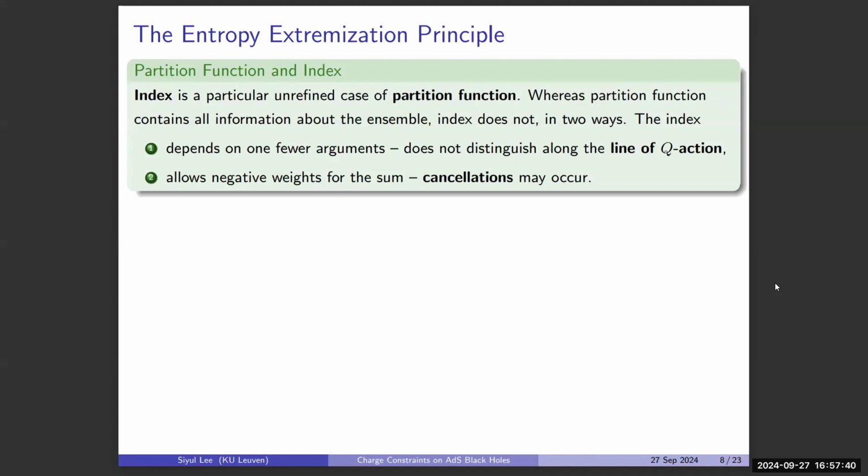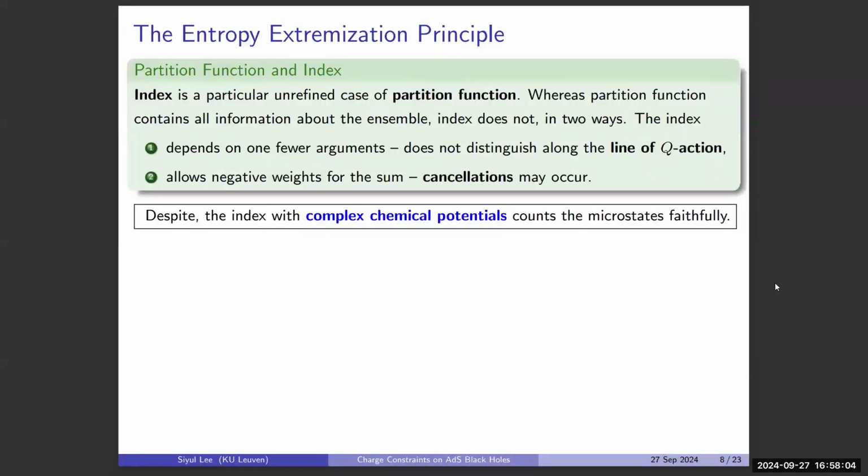Now, this point 1 might not be a problem in counting the BPS states. We don't have to distinguish the states to count the total number of states. But point 2 might be a big problem in counting the states. If 2 states cancel each other, we are obviously not counting both of them, so that will give you a wrong number of states. However, it was found out recently that by tuning the chemical potentials carefully with some complex values to realize this cancellation, despite this cancellation, the index counts the number of microstates faithfully.